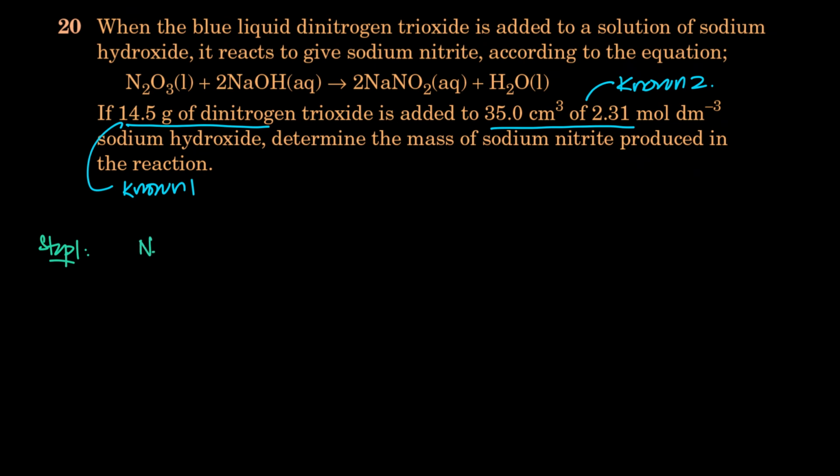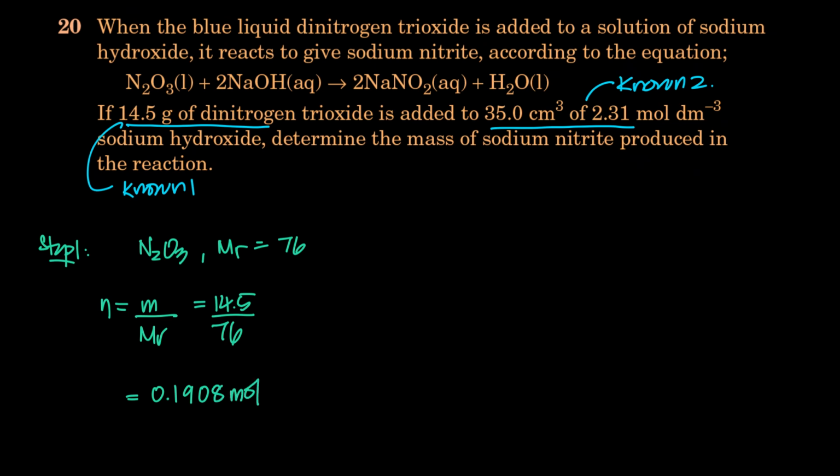So for known 1, you'll have to find the moles of N2O3. For that, you need the MR of N2O3, which is 76. And so the number of moles is mass over molar mass, and the mass is 14.5 grams over MR, or molar mass, which is 76. So 14.5 over 76 gives you the moles of N2O3, which happen to be 0.1908 moles of N2O3.